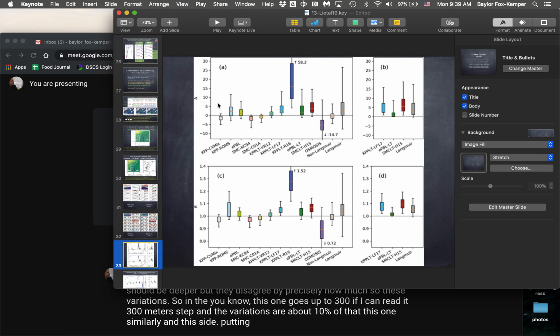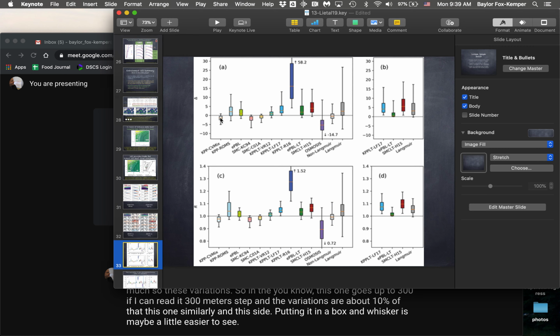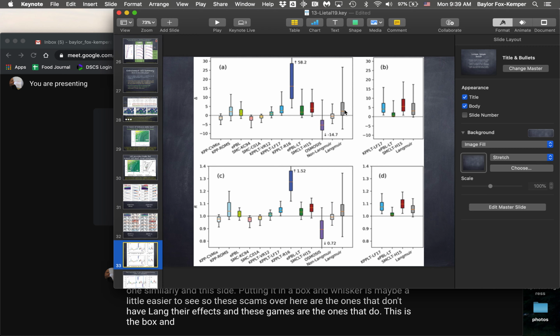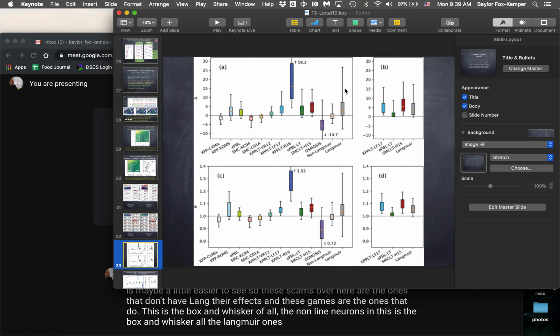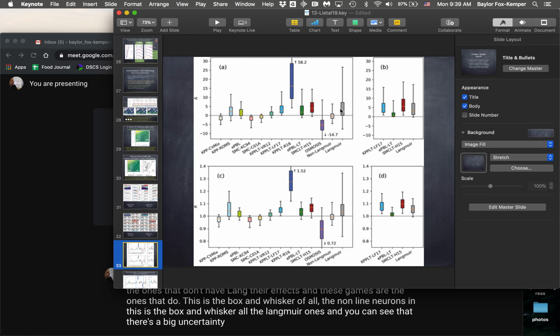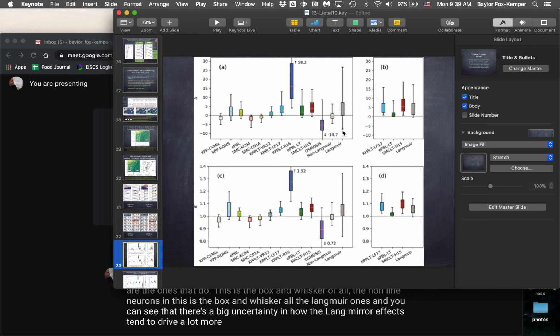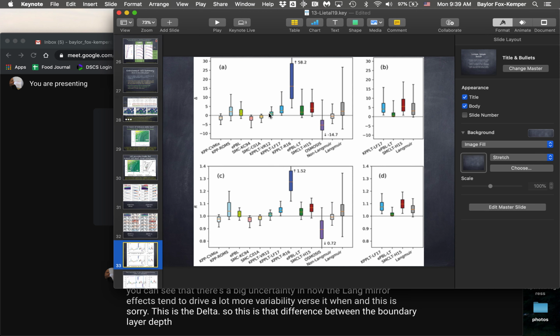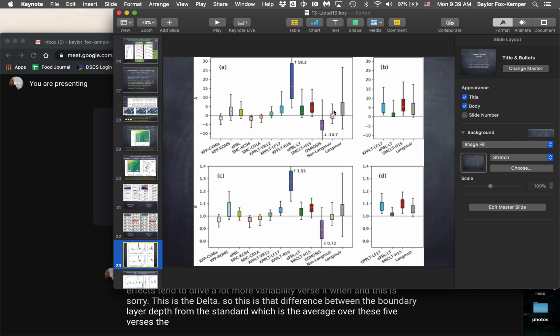Putting it in a box and whisker is maybe a little easier to see. So these schemes over here are the ones that don't have Langmuir effects, and these schemes are the ones that do. This is the box and whisker of all the non-Langmuir ones, and this is the box and whisker of all the Langmuir ones. And you can see that there's a big uncertainty in how the Langmuir effects tend to drive a lot more variability versus, and this is the delta, so this is that difference between the boundary layer depth from the standard, which is the average over these 5, versus any one of them.